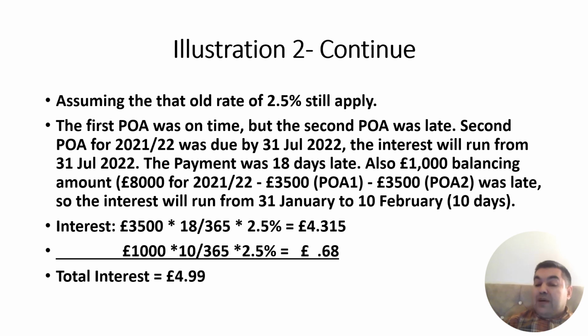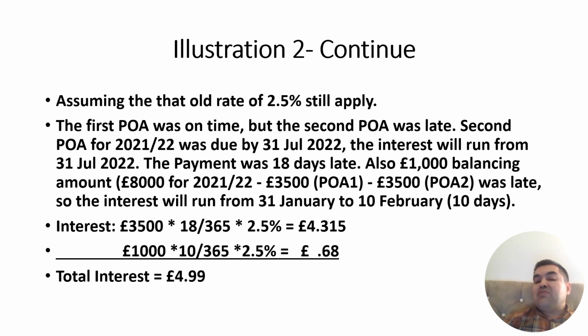Assume that in the past the rate was 2.5%, because the central bank rate changed recently, but the previous rate was 2.5%. The first payment on account was on time, but the second payment on account was late. It was due by 31st of July, so the interest will run from that date until he made the payment, so 18 days late. Also, the balancing payment was late by 10 days. So it's very easy. You can see the calculation.